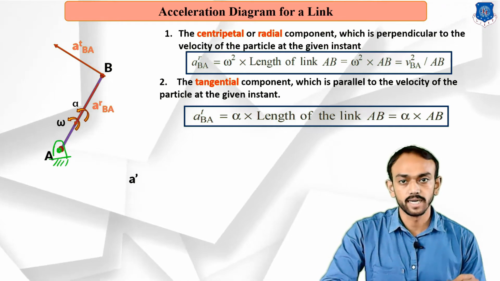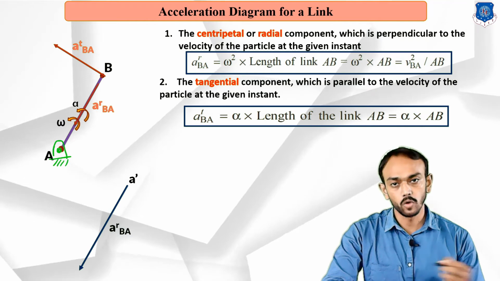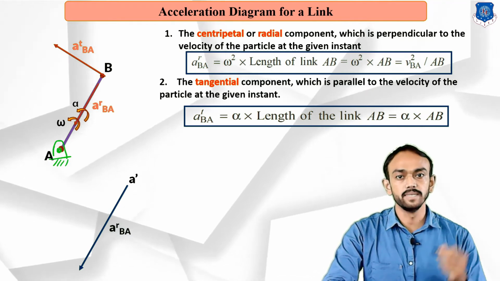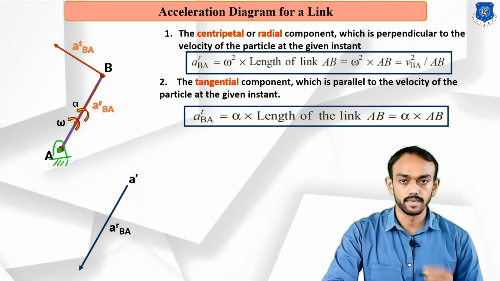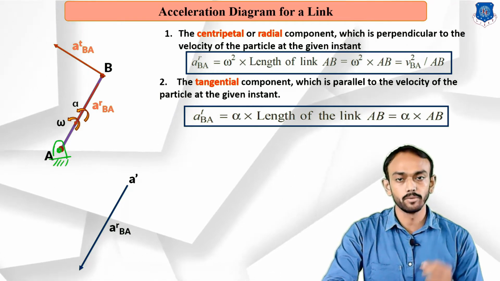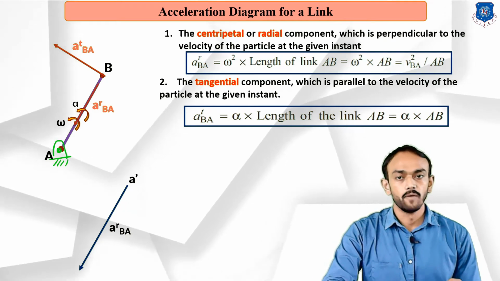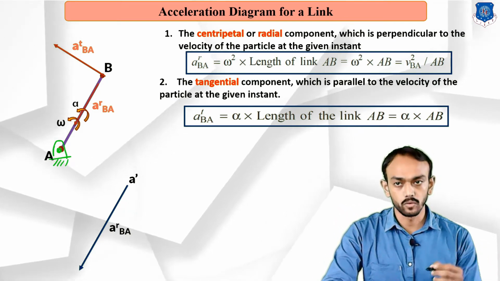Now as you know, the radial component is parallel to the link. Now we will draw the radial component, which will be parallel to the link, and in the notation you can see a_r, the radial component of acceleration of B with respect to A. Okay, why have we drawn this in a downward direction?